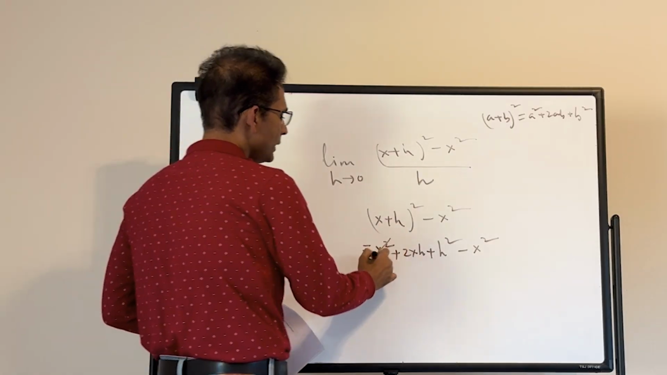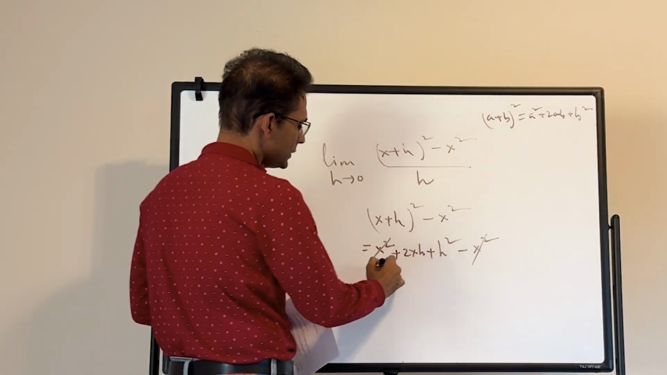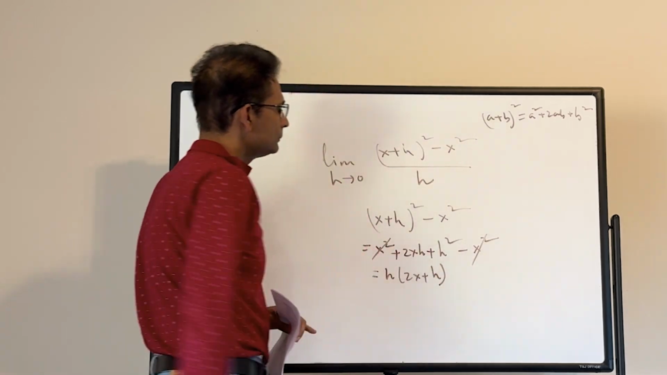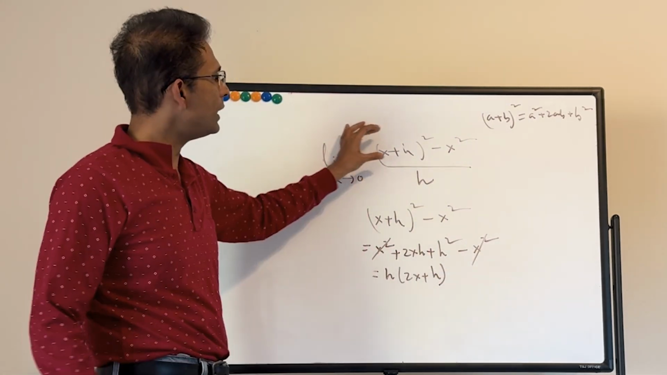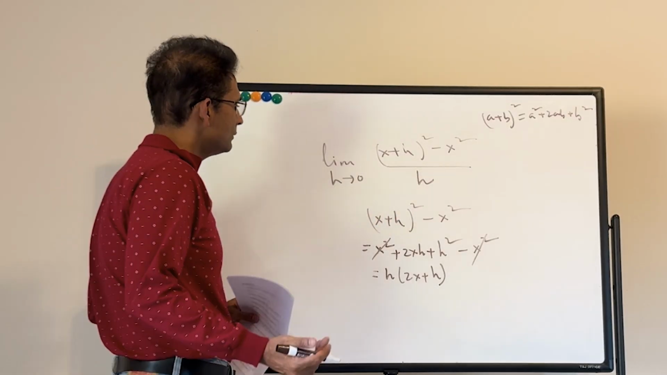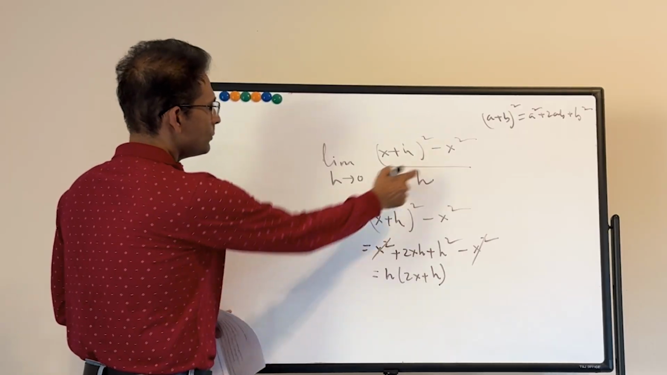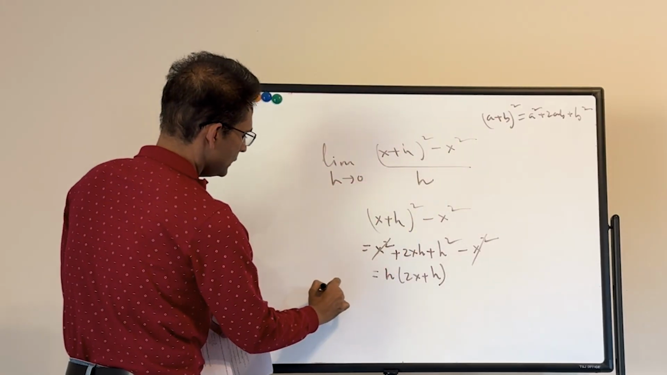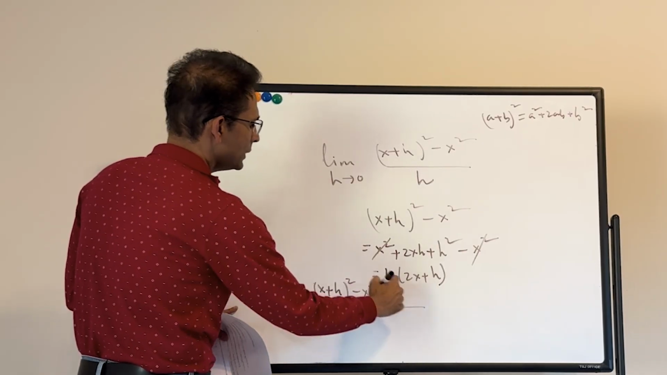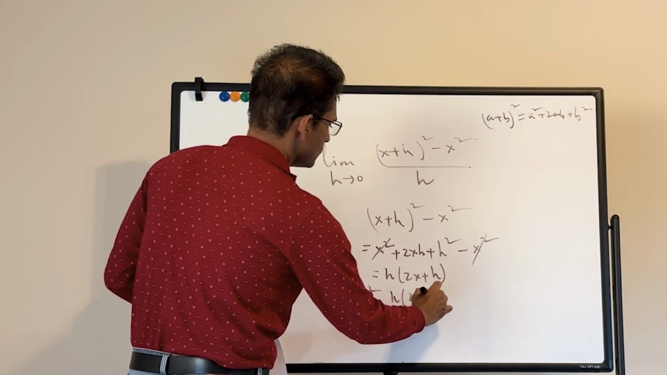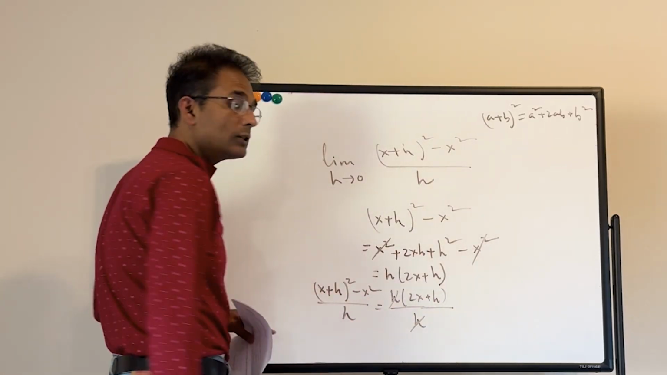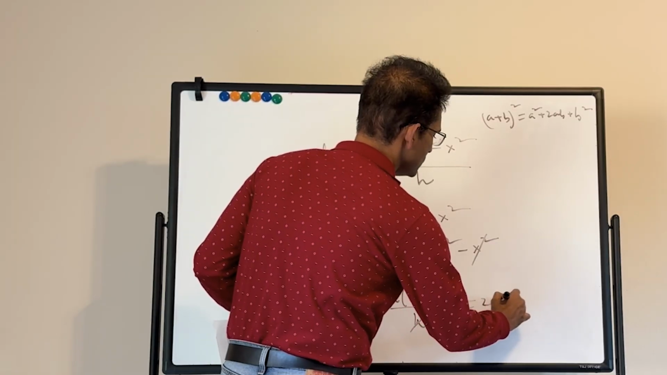Okay? So in the numerator, these two cancel out, and what you have is this, which you can write as h times (2x plus h). That's what you have in the numerator of this expression. In the denominator, you have h, right? So this expression becomes h times (2x plus h) divided by h. So these two h's will cancel out, and you're just left with 2x plus h.